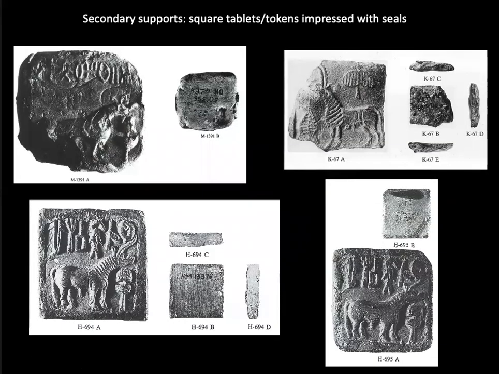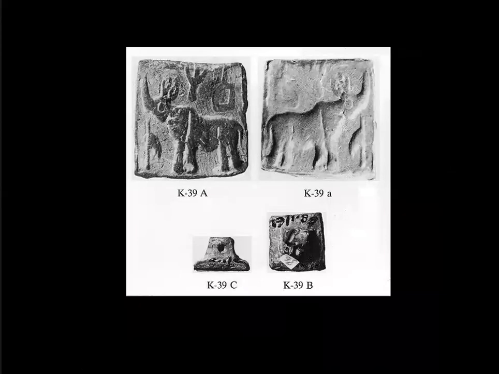Other secondary supports include square tablets or tokens that were impressed with seals. Here too, they could be impressed on one side, and my personal favorite is this example from Kalibangan, where we have a square tablet that is impressed with a rhinoceros seal, but which is then shaped into the shape of a seal so that it could actually be used to make impressions. It's a seal in its own right, and you can see how it's also pierced here.